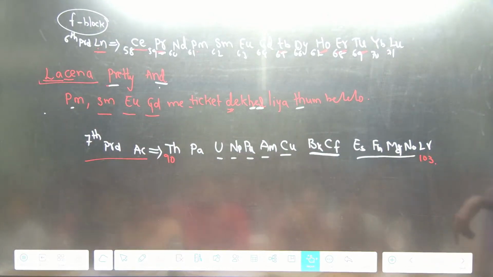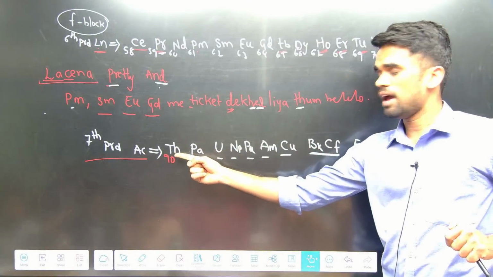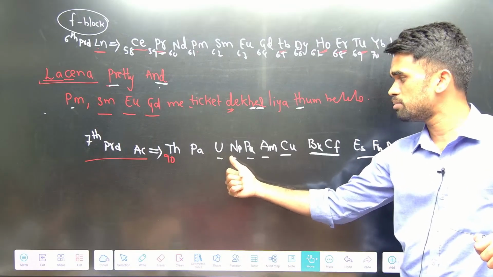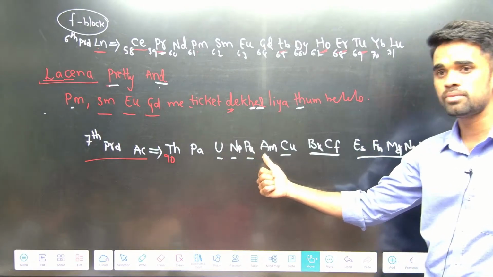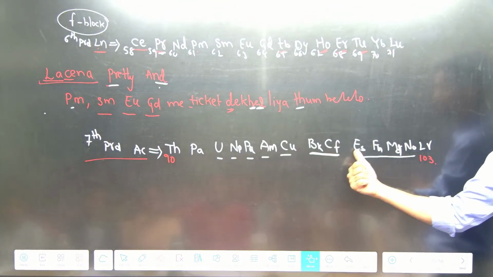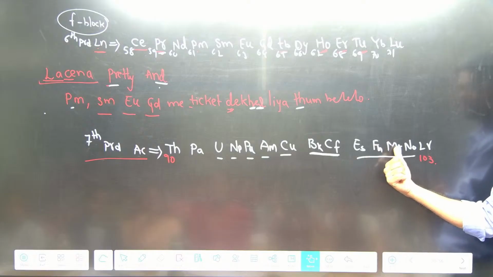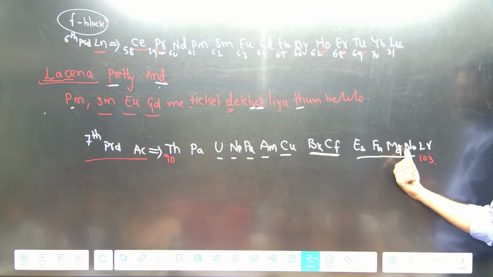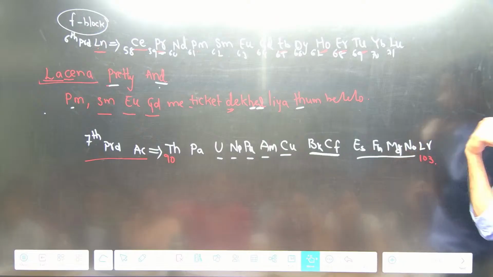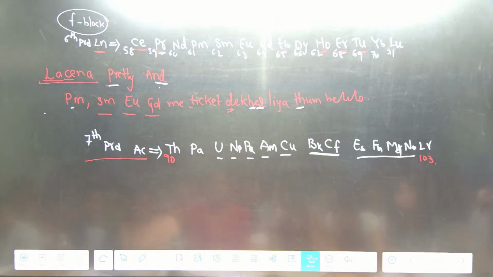Okay, done. So what are the elements? Tell me once again. Thorium, protactinium, uranium, neptunium, plutonium, americium, curium, berkelium, californium, einsteinium, fermium, mendelevium, nobelium, lawrencium. Okay, remember this.